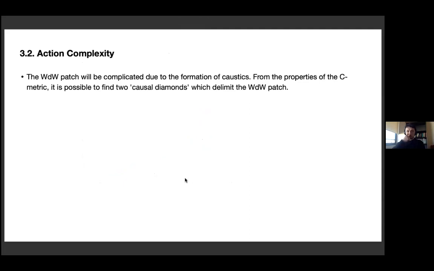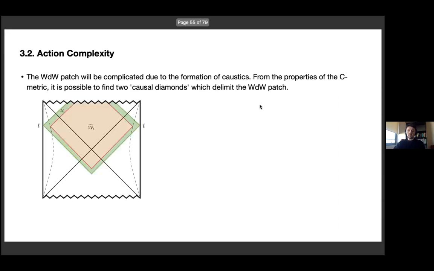So let's now talk about action complexity. The Wheeler-DeWitt patch in the 4D bulk will be complicated because the metric is not spherically symmetric, and in general caustics will form. But from the properties of the symmetry, it is possible to find two causal diamonds, meaning some space-time region in which the time and radial part factor out from the internal sphere, which delimit the Wheeler-DeWitt patch. So the real Wheeler-DeWitt patch will lie in between the green causal diamond and the red causal diamond in the bulk. This doesn't represent a Penrose diagram, it just represents a constant section of the geometry.